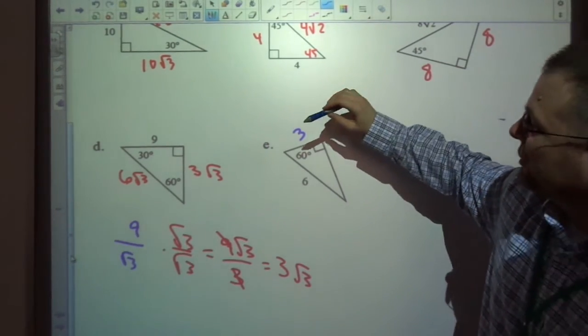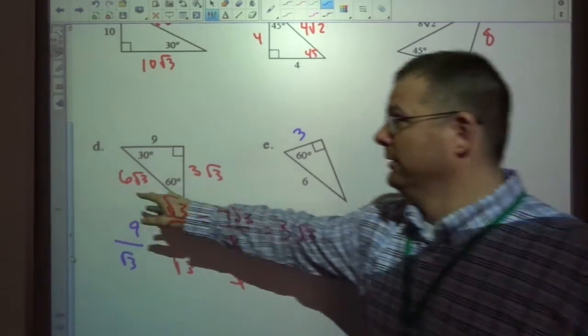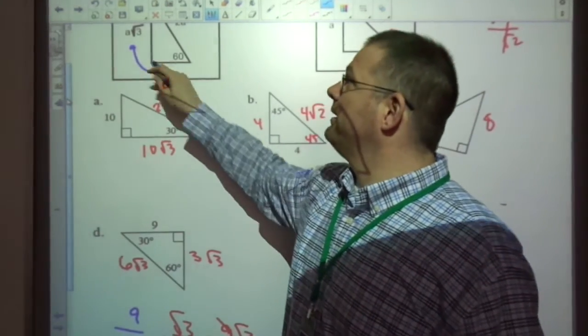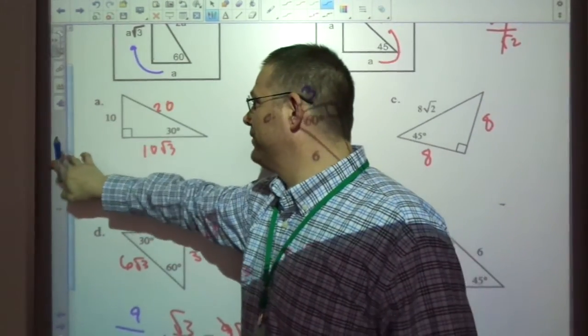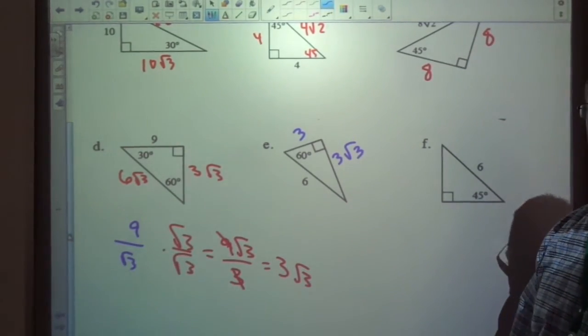And then from small leg to big leg, what do you have to do? What do you have to do to get from small leg to big leg? Times the square root of 3. Great. So this is going to be 3 times the square root of 3.